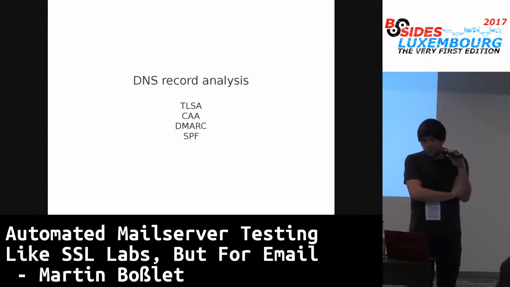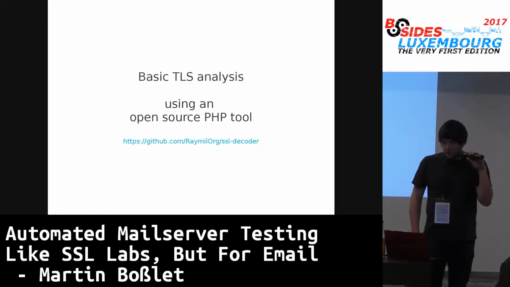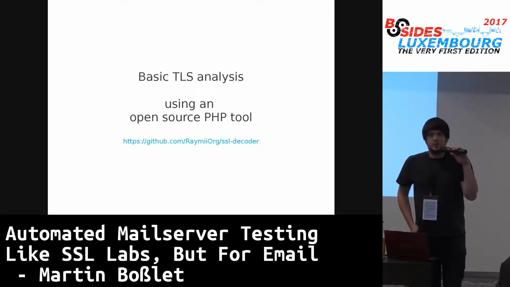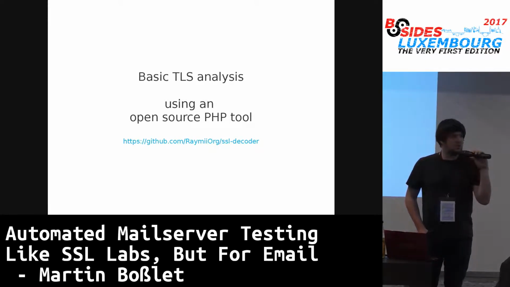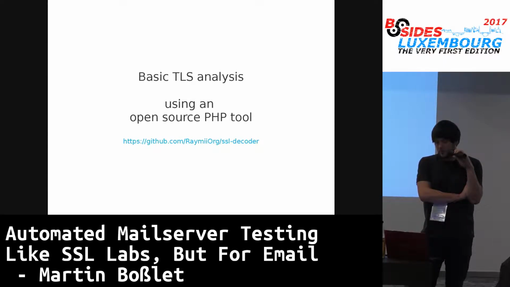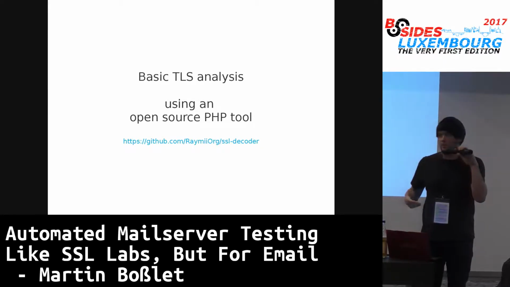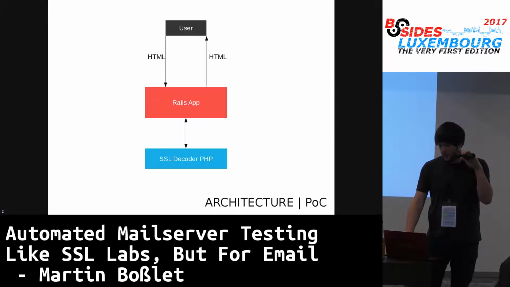Well, we did the DNS records, so it fetched DNS records like TLSA, CAA, DMARC, and SPF. And we also did a basic TLS analysis, and because that's the meat of the checks and validations to implement, we took an existing tool called SSL Decoder in order to bootstrap the process. So this gave us a lot of the tests that we could also display to users, and it already offered a JSON interface, so it was easy for us to use this in our own DNS record checks.